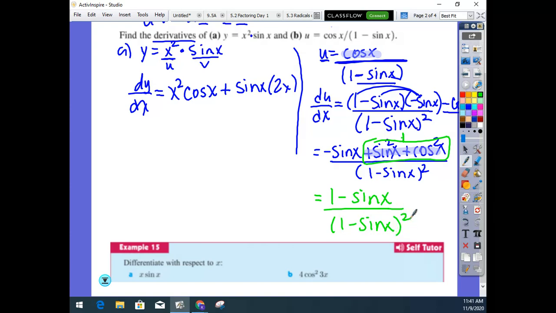Because you have to be able to simplify. And so the quotient rule isn't terrible, but simplifying this one can be. Because then this 1 minus sine cancels out one of these 1 minus sines. The best final answer to this is 1 over 1 minus sine of x. So kind of yucky.